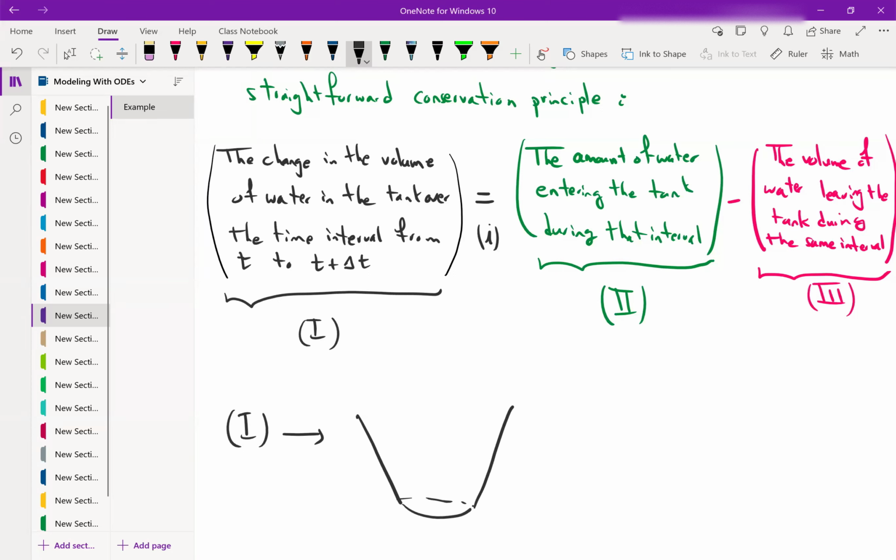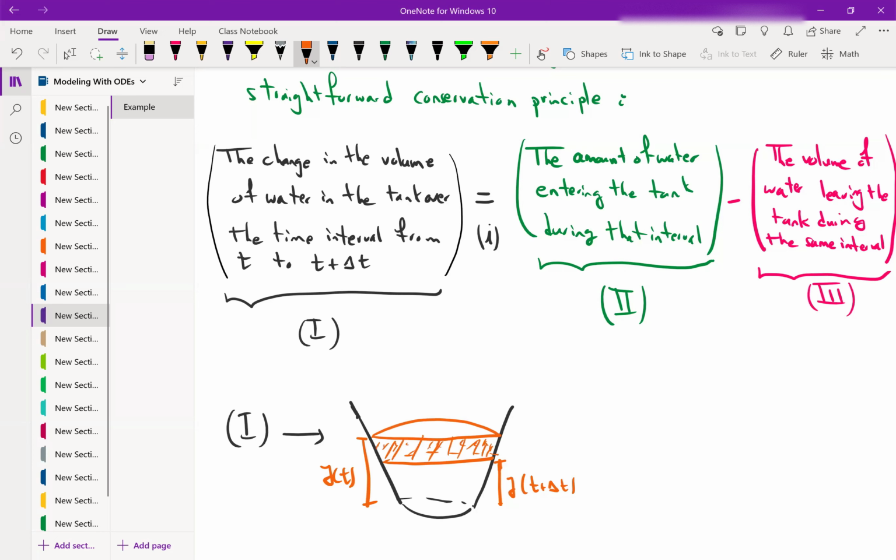This is the tank. Let's say that at time t, the water level is y of t, and water is draining from the bottom. So at time t plus delta t, the water level will have a smaller value, y of t plus delta t. This shaded region is the change in the volume of water.